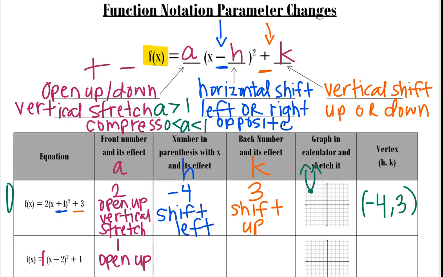And the original a value for the parent function is 1. So when you're going from 1 to 1, it stays the same, so it's not going to stretch or compress. The next thing that I need to look for is my h value. Remember, the h value is inside the parentheses with x, and we have to think opposite. So it looks like it's a negative 2, but really my h value is a positive 2. And positive 2 is going to be on the right, so I'm going to shift to the right 2 units.